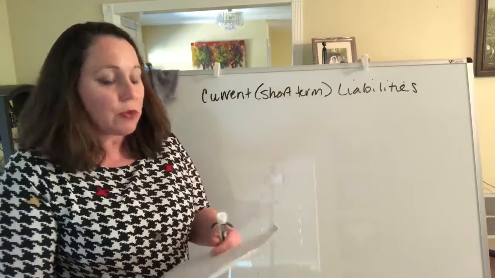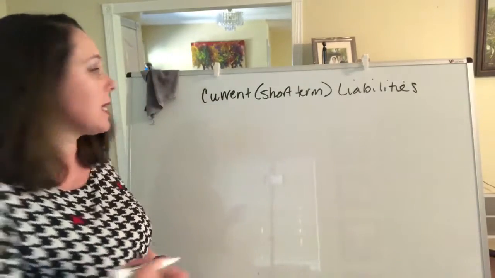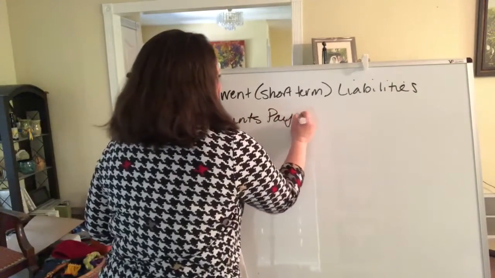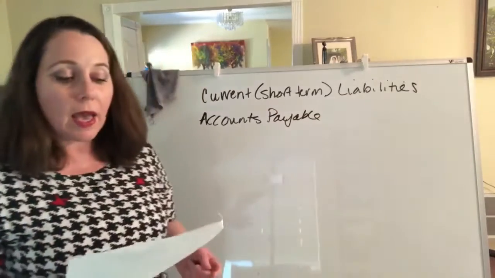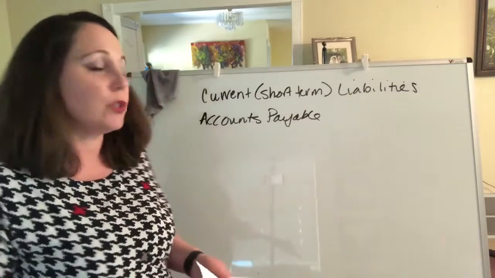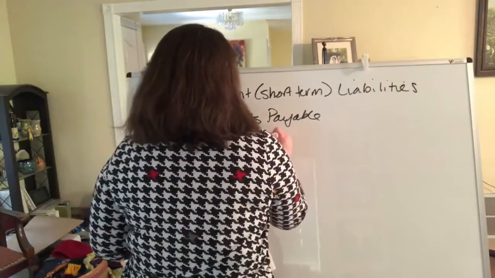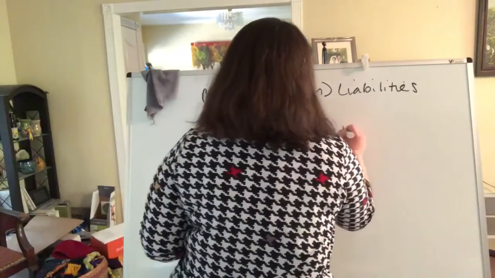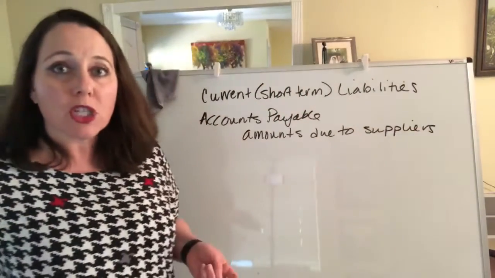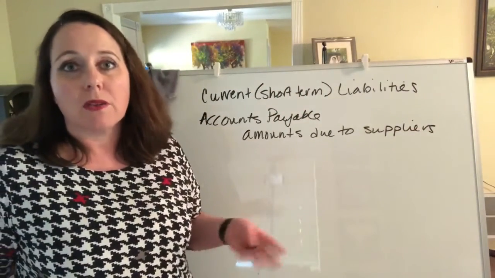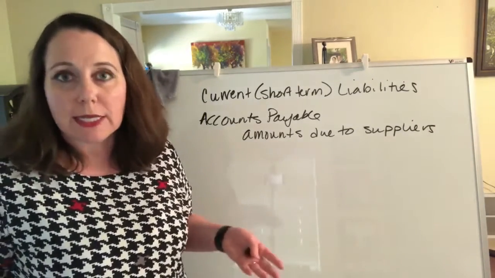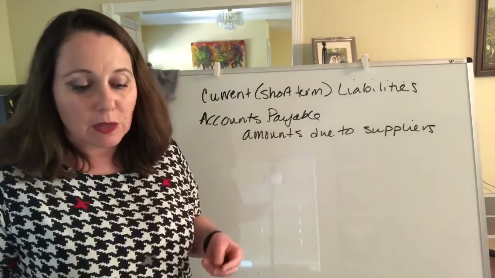All right, so the first most common current liability is accounts payable. And what are accounts payable? Accounts payable are the amounts due to our vendor or supplier. So if you think back to when we were talking about merchandising, our accounts payable was the amounts that we had to pay when we were the buyer. Okay, so we've bought on credit, we're going to pay in 30 days, 60 days, maybe we've got 2/10 terms, but that's what our accounts payable is.